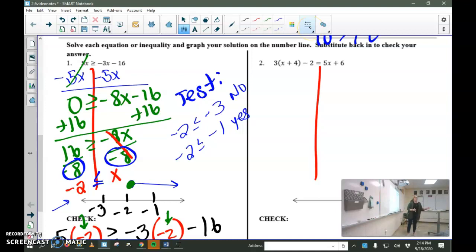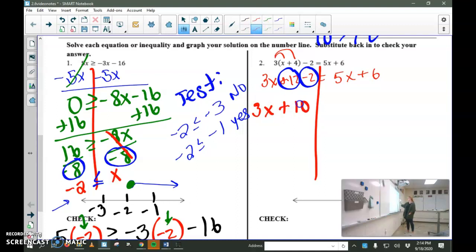And remember, the first thing I look for is the distributive property. So when I distribute, I get 3x plus 12 minus 2 equals 5x plus 6. I look for like terms to combine. On the left side, I have like terms to combine, 12 minus 2. Okay, so I get 3x, 12 minus 2 is 10, equals 5x plus 6.